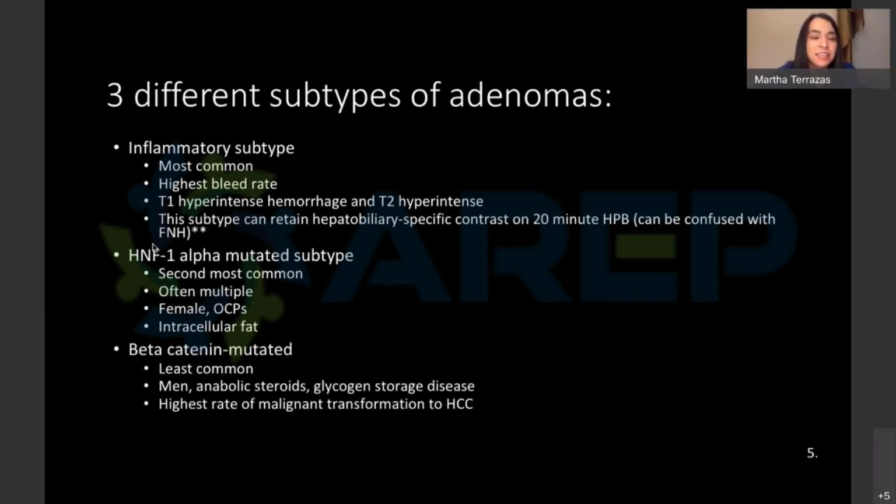And then the least common is the beta-catenin mutated type. And these are men that are on anabolic steroids, patients with glycogen storage disease, and these are the ones that have the highest rate of malignant transformation to HCC.